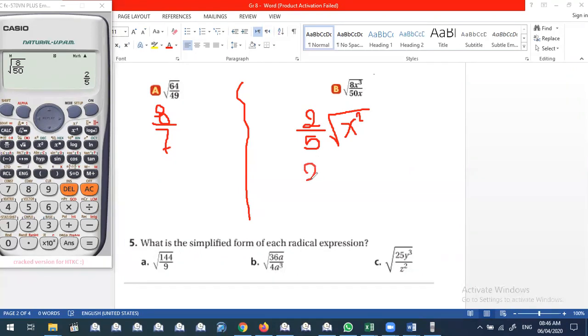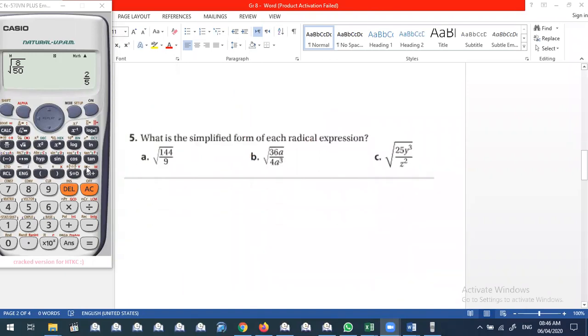Keep 2 over 5 as usual. Square root of x to the power of 2, make 2 divided by 2, it will be 1. So there is no square root. So the answer is 2 over 5 x to the power of 1, because 2 over 2 is 1. Square root of x to the power 2 will be x only. Another exercise about this part.